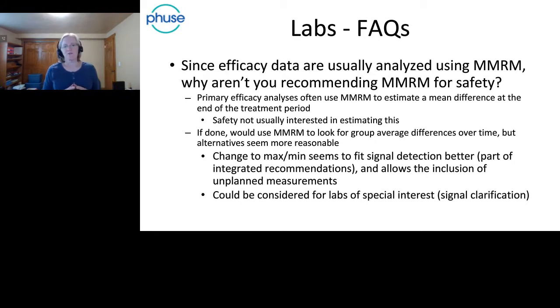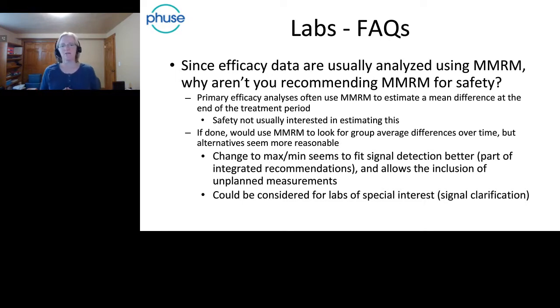All right, so one, we have to remember that for efficacy, a lot of times these models are used to predict that last observation at a particular week. And for safety, we're not interested in a particular week. We care if changes occurred at any time. We're not interested in estimating a week 24 lab change or a week 12 lab change. We're interested in any time that a change can occur. So that's one key thing, but these models can still be used for that.